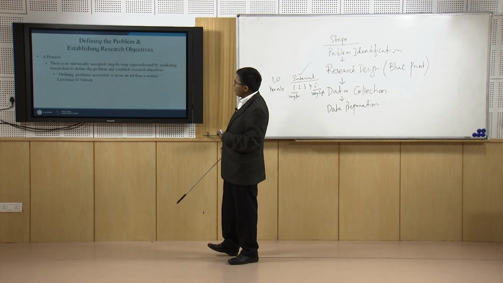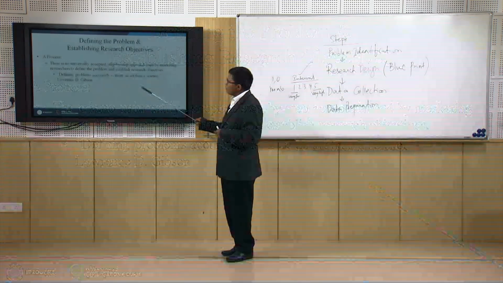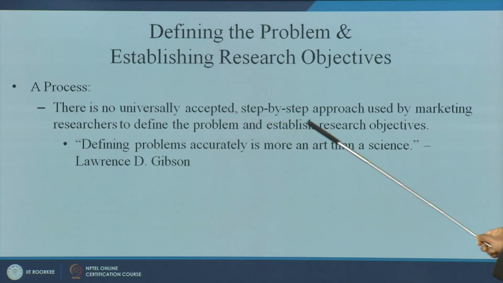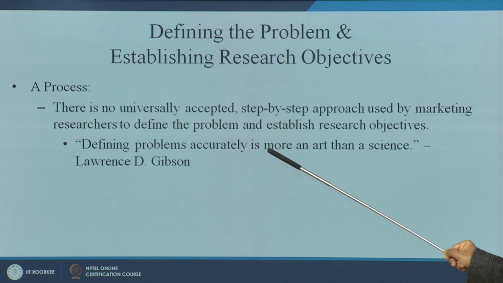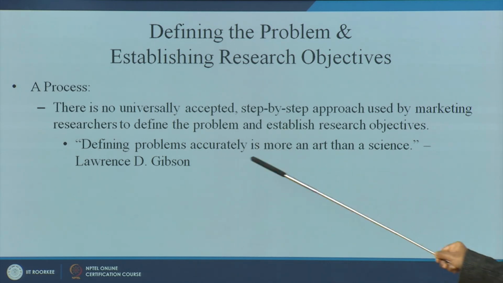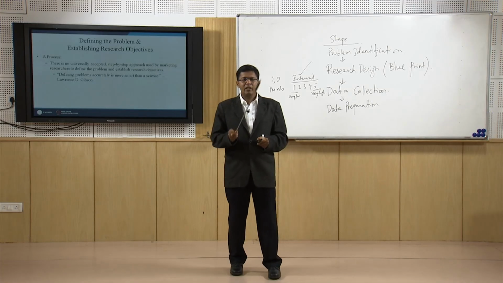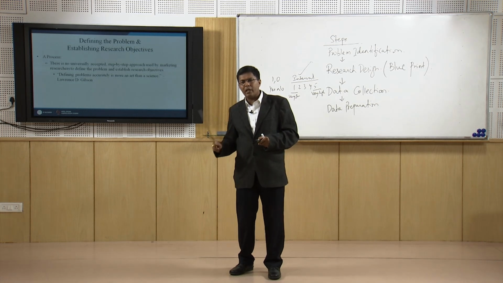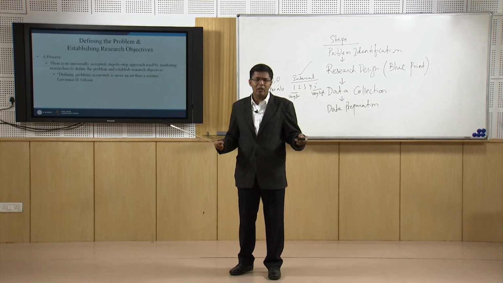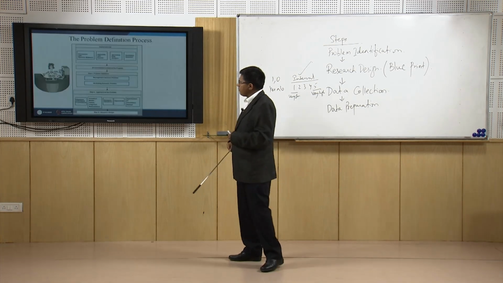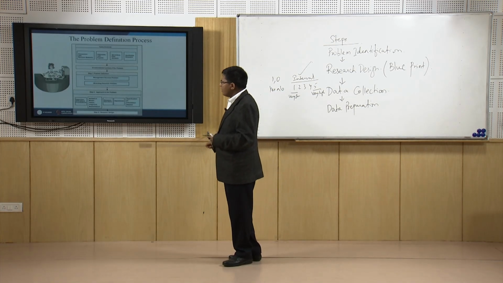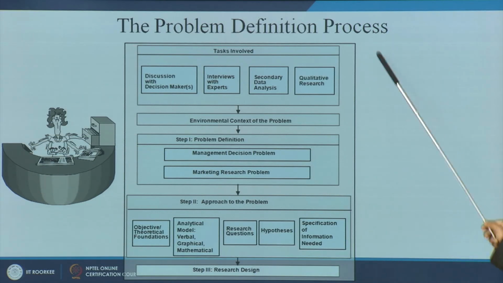Okay. A process. So, there is no universally accepted step by step approach used by marketing researchers, right. Defining problems accurately is more an art than a science, says Gibson. It is not a science where you can say step by step this will happen, that will happen, and next this will happen. No, it is not possible. It is more an art, how you design it altogether.